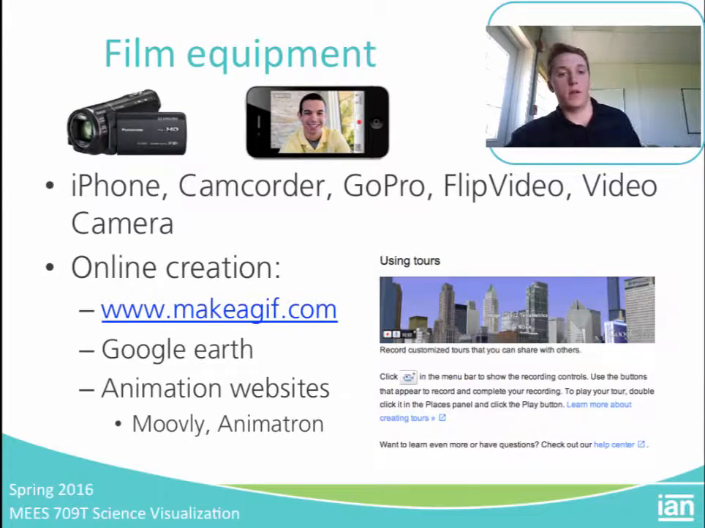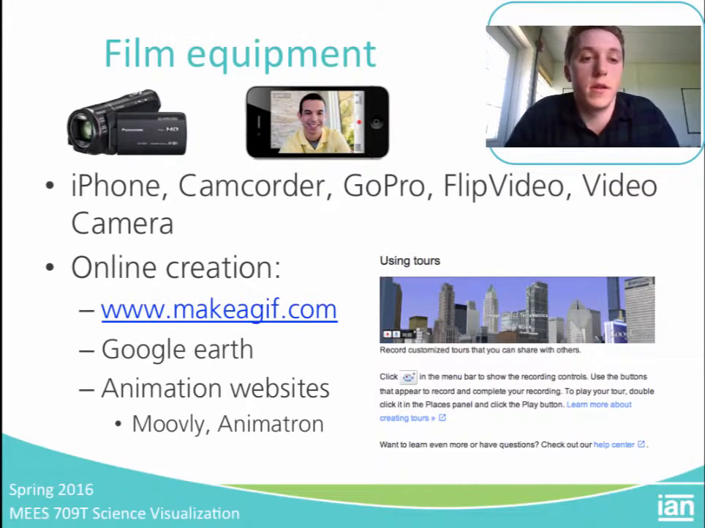So after editing equipment, well, before editing equipment, you'll need film equipment, but film equipment can be an iPhone, a camcorder, a GoPro, a flip video, a video camera. Those are all pretty easy to acquire. Some of them more expensive than others. But you can also, if you don't have a good quality phone that can record a nice video, you can create videos online. So not all is lost if you don't have a video recording device.